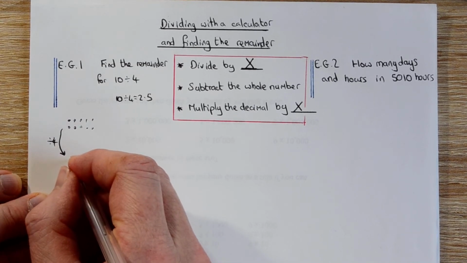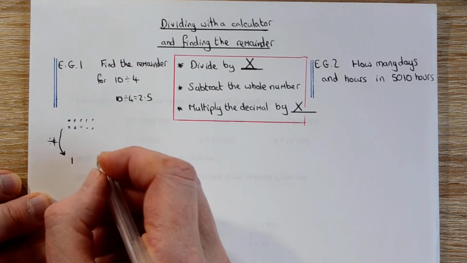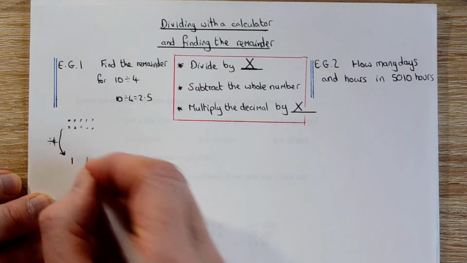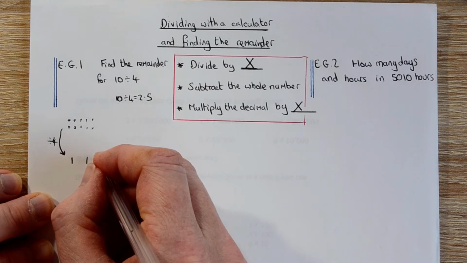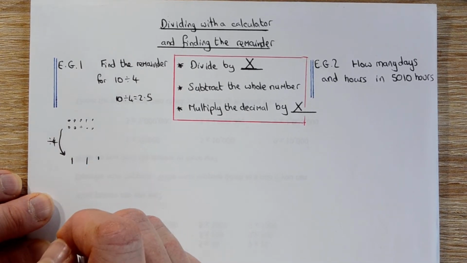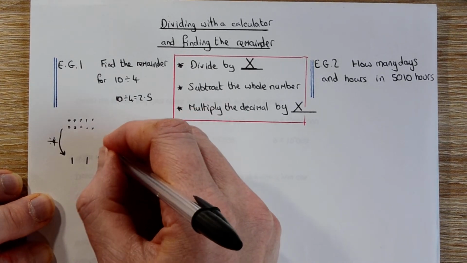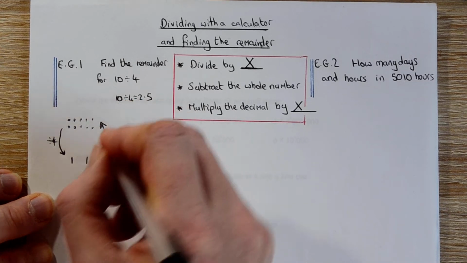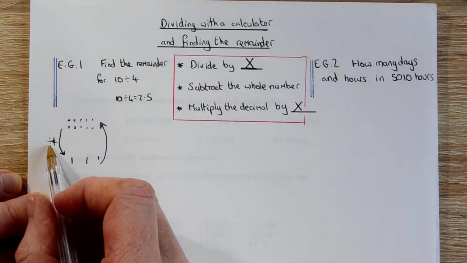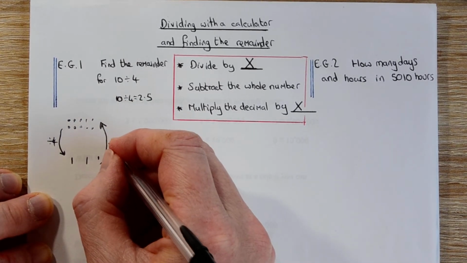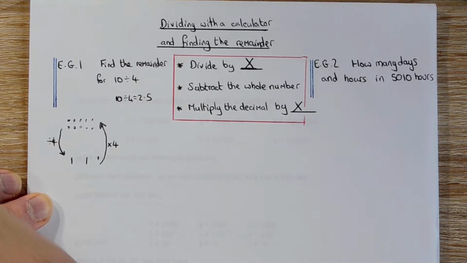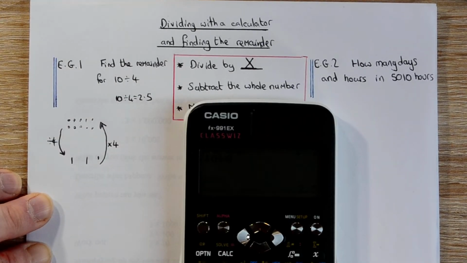we've got one lot of 4, got another lot of 4, and then we've got a bit more. We've got a half of 4. Now you should know that if we want to get back to our original number, we do the opposite operation of divide. We multiply by 4. And sure enough, yep, we get 10.